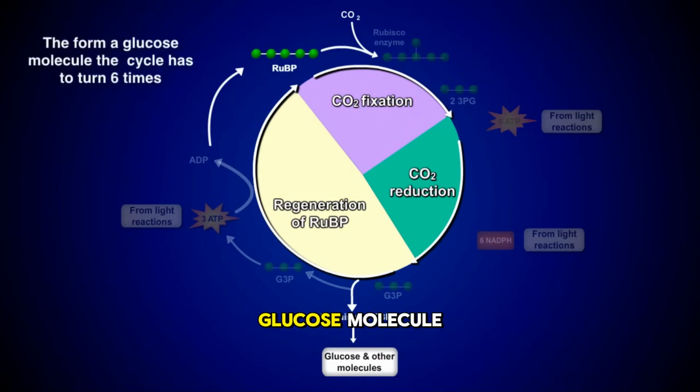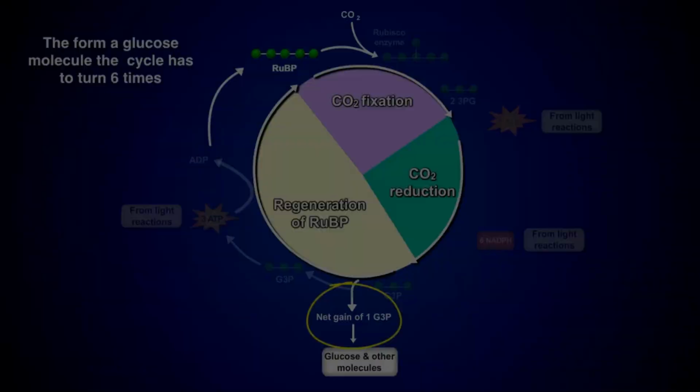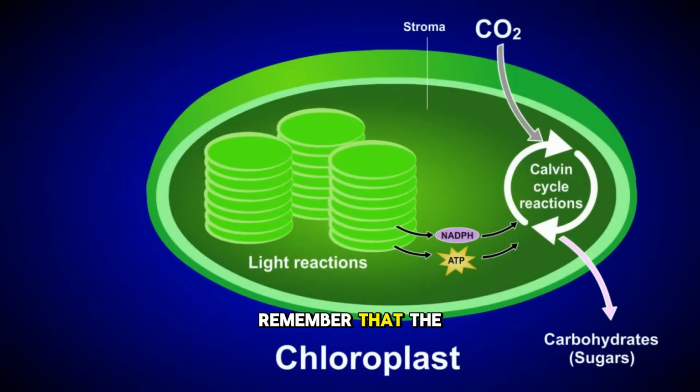To form a glucose molecule, the cycle actually has to turn 6 times because each turn of the cycle adds only one carbon atom from the incoming carbon dioxide. It's important to remember that the Calvin cycle is dependent on the light reactions to provide NADPH and ATP, which in turn provide the electrons and energy needed to form carbohydrates.